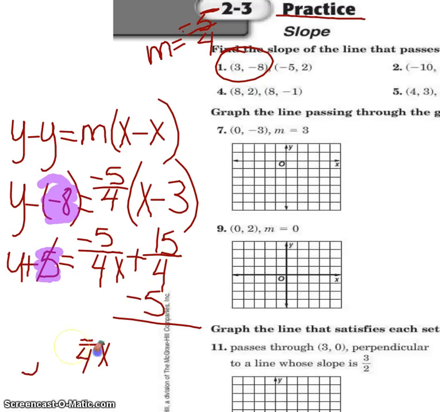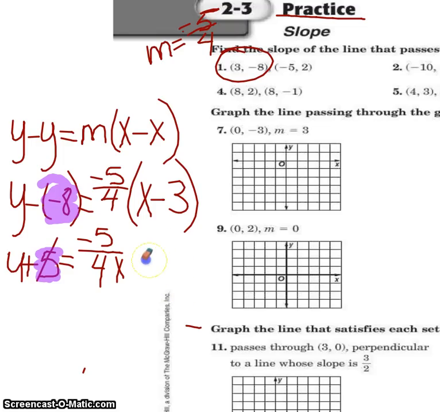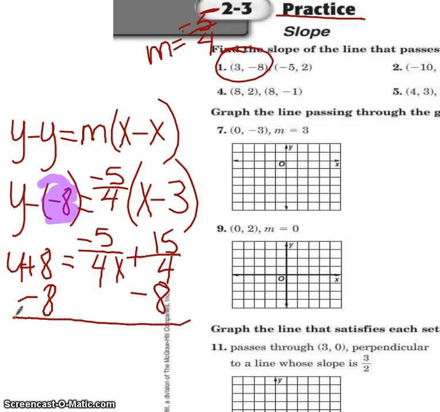So right here, I'm going to correct that, because I should have been subtracting what from both sides? That's correct, 8. So this was plus 15/4, and I'm going to subtract 8 from both sides, correct?